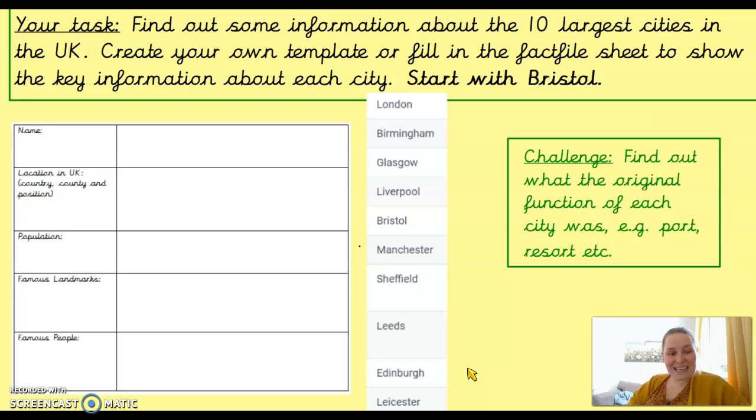I hope that you find it interesting finding out about these different places, and as you're finding out, try to commit these things to memory, because as we go on, we're going to talk more about where cities and counties are in the UK, and so hopefully you'll be building up some of this locational knowledge as you go.